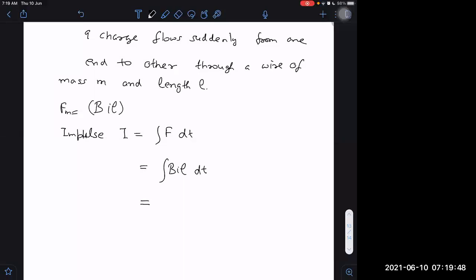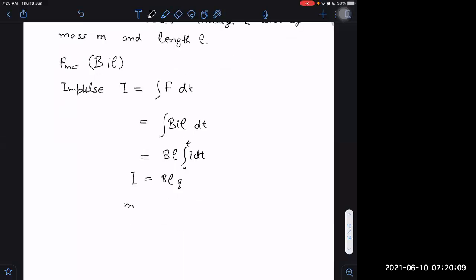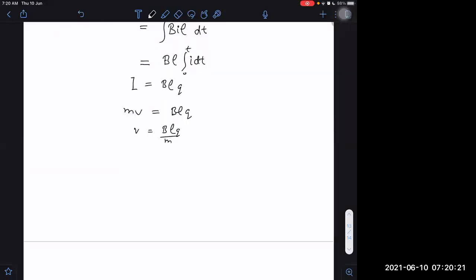I dt is Q, sir. So it is B into L into the integral of I dt, which will be the total charge. Now, we don't know in what time it flows, but we don't care. We get BLQ as the impulse, and impulse is equal to change in momentum, mv. So what is the velocity gained? BLQ divided by m.